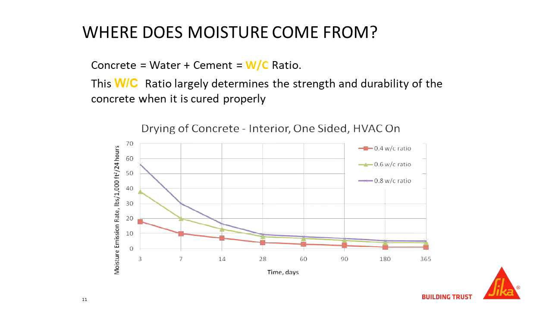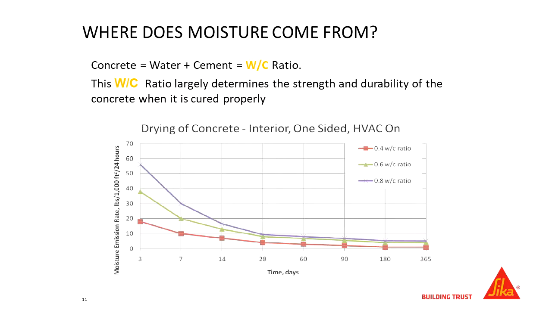So where does it come from? Well, obviously concrete, we said, is water plus cement. That gives you your water-cement ratio. The water-cement ratio largely determines the strength and durability of the concrete when it's cured properly. But what that also does, as you can see by the chart here, is affect the time and days that it takes for that moisture to work its way through the system. So in this graph, it gives you three examples of a high water-to-cement ratio of 0.8, all the way down to a low one of 0.4. And you can see how on day three, they started with very high moisture emission rates. But over time, all three ratios gradually start to wane down. By day 28, they're very close. By a year, they're basically emitting the same amount of moisture regardless of the WC ratio.